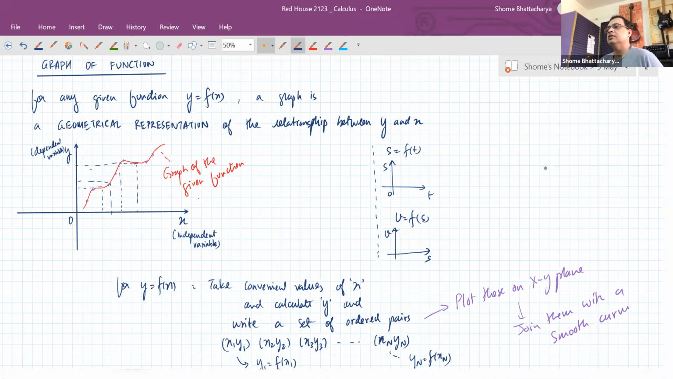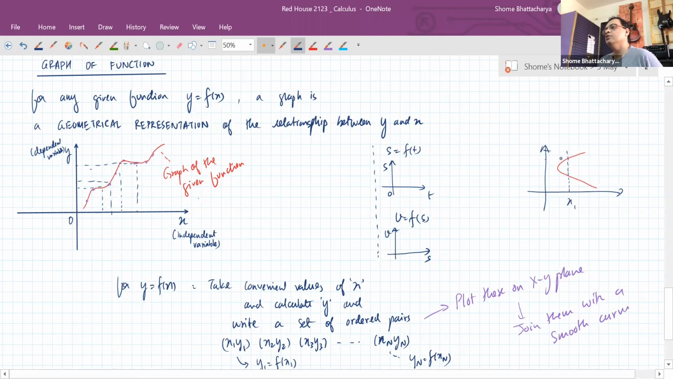But I cannot have a situation like this, where a single value of x points to multiple values of y. If the graph of my relationship looks like this, then it will not represent a function, because a single value of x is giving me two or multiple values of y. So this is not a function. It's still a relationship, but it's not a function. So when we look at the graph of a function, it should show evidently that for a particular value of x, I should not get multiple values of y.